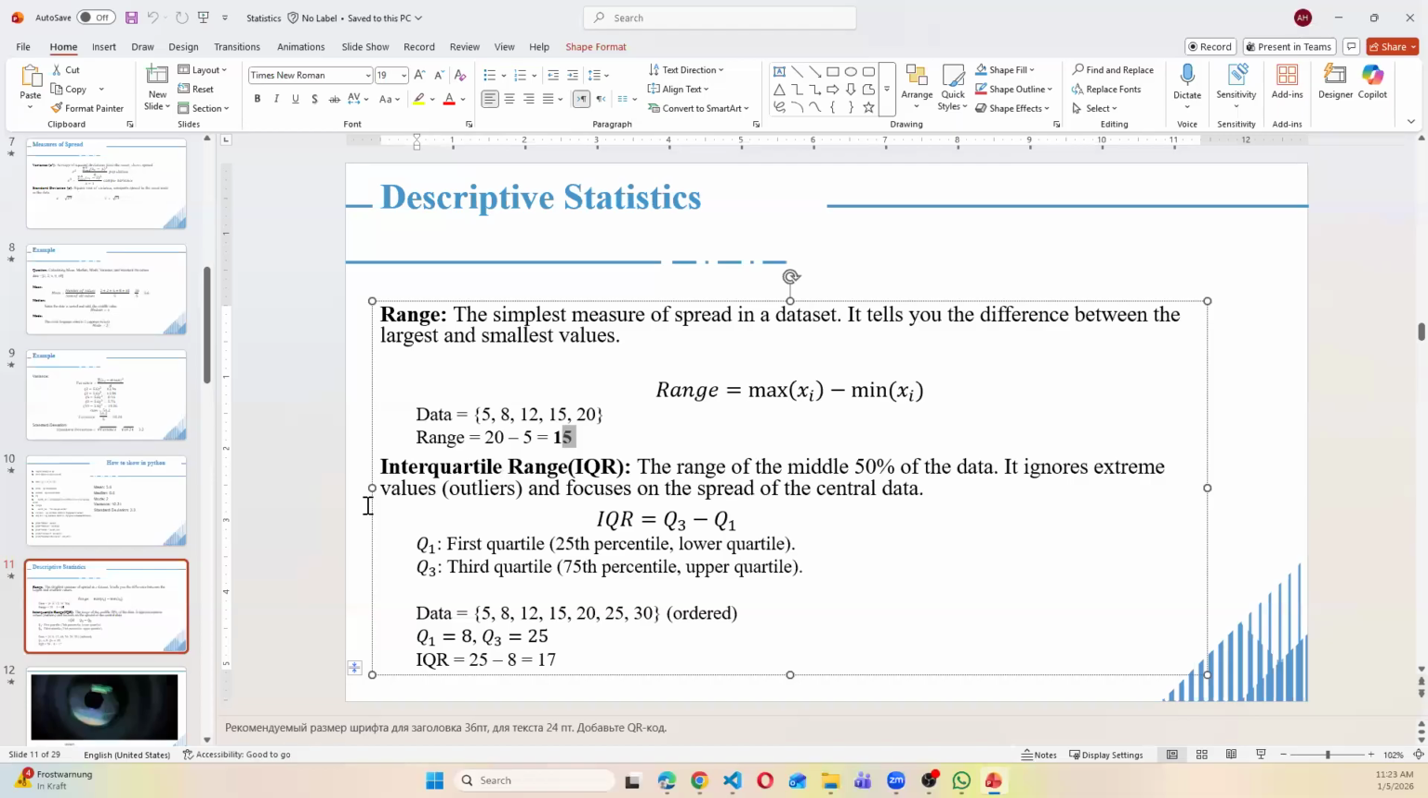Then you have interquartile range. You can see interquartile range is the range of the middle 50% of the data. It ignores extreme values, outliers, and focuses on the middle of the data. Interquartile range is the third quartile minus the first quartile. You can say 75th percentile minus 25th percentile. So if you have this, it should be ordered. Then you find the first quartile and the third quartile, so you can have this in the real world.